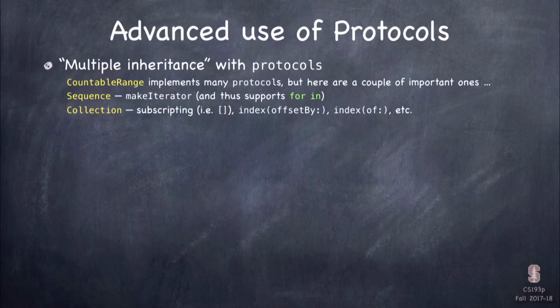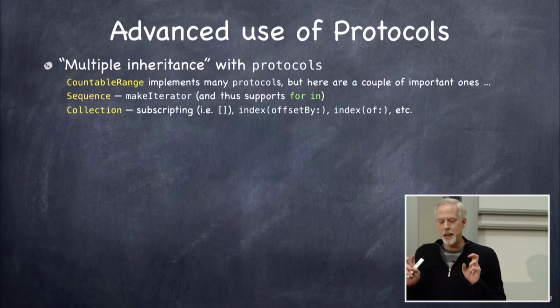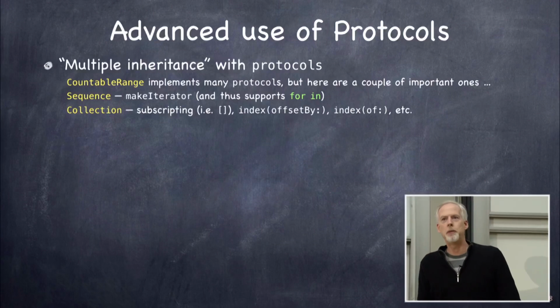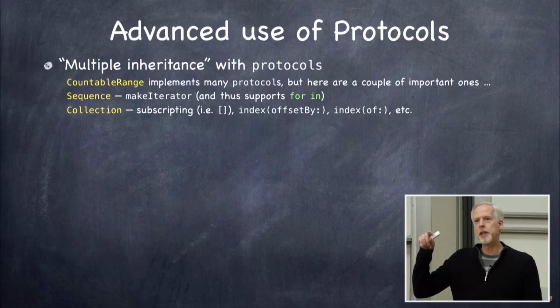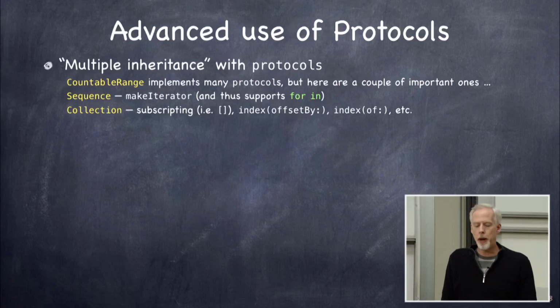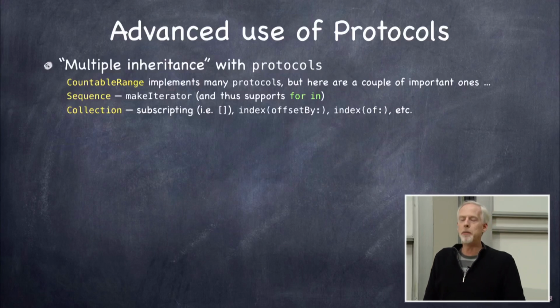Okay, let's talk a little bit about this multiple inheritance kind of trick. Consider countable range. Remember countable range, 0, ...less than something, creates this countable range of ints from 0 to that thing minus 1, okay? Countable range implements a lot of protocols. If you go look at countable range, it implements, I don't know, probably 12 or 15 different protocols.